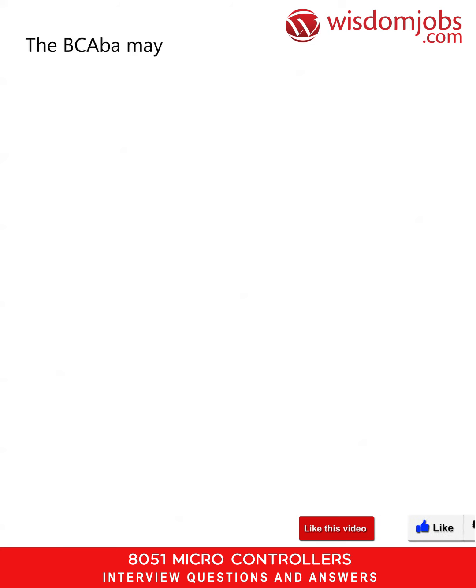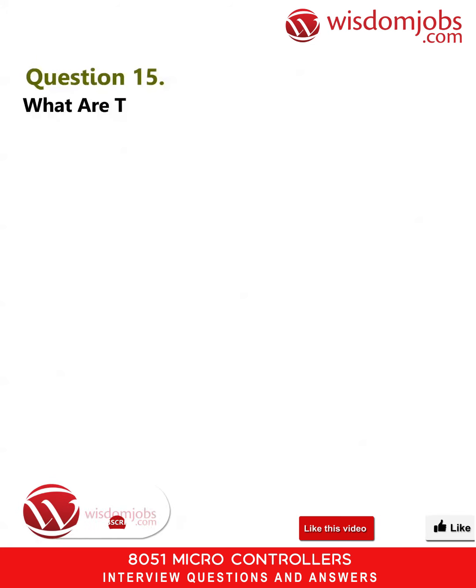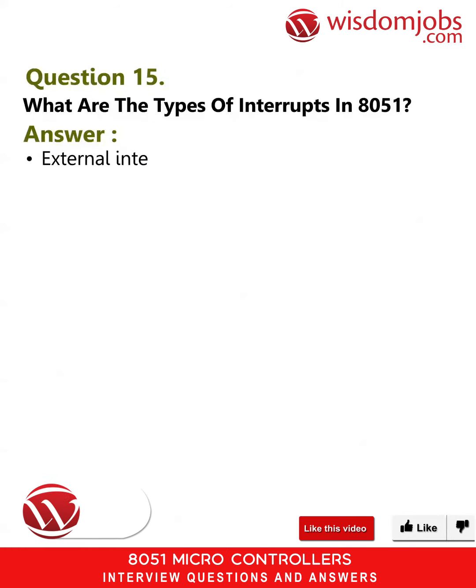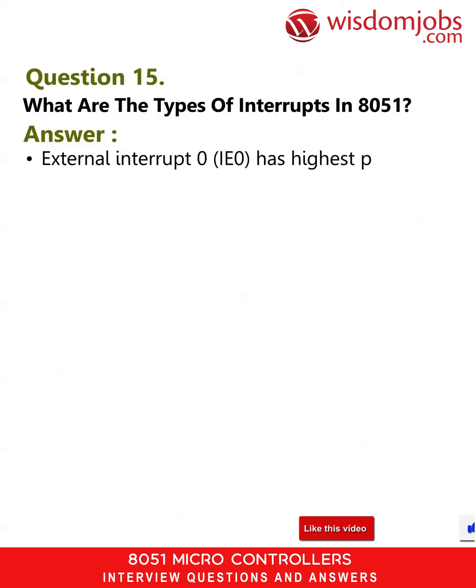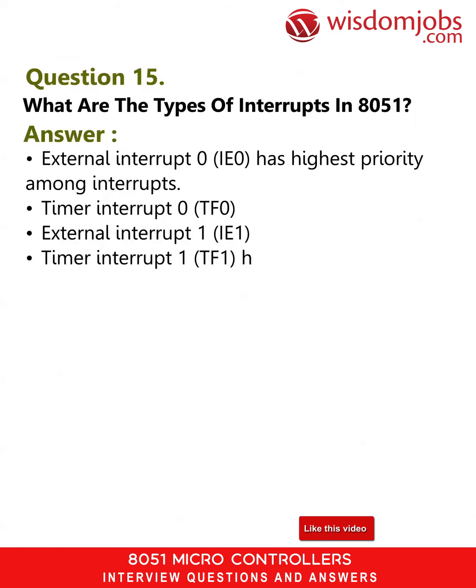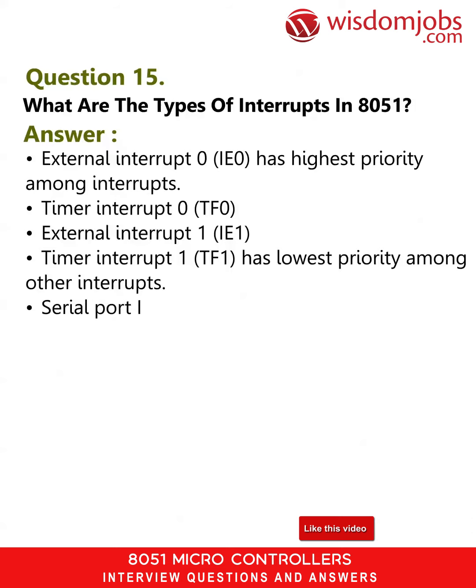Bit #7. Question 15. What are the types of interrupts in 8051? Answer. External interrupt 0, i.e. INT0, has highest priority among interrupts. Timer interrupt 0, TF0. External interrupt 1, i.e. INT1. Timer interrupt 1, TF1, has lowest priority among other interrupts. Serial port interrupt, reset.